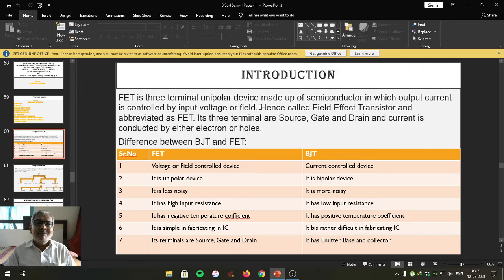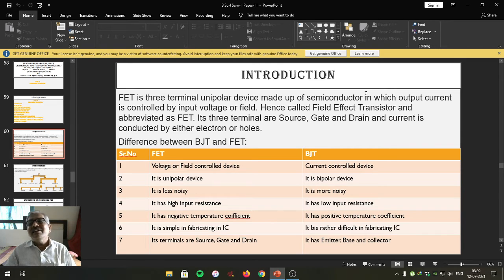As FET has three terminals, that's why it is called a three-terminal device. In FET, current is conducted by only one type of charge carrier, that is either electrons or holes. That's why it is called a unipolar device. It is made up of semiconducting material, either silicon or germanium. That's why it is called a semiconductor device.